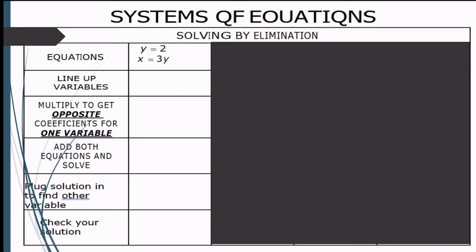I could graph it. But you'll see as we build this week that there'll be some equations that have large numbers, and in order to graph them, it's just going to be a little bit more complex. So there's another method called elimination. It's a series of steps. Our first step is always line up the variables. Okay, so let's take a look.